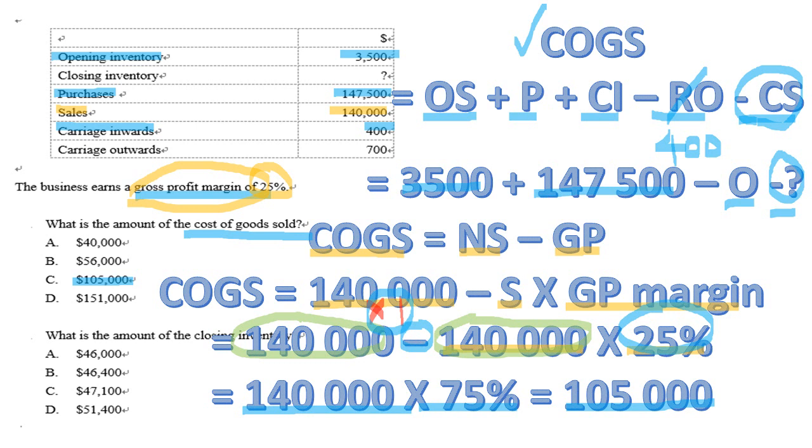So let's make use of a simple calculation. $140,000 times 1 minus $140,000 times 25%. We extract the common factor $140,000 and are left with 1 and 25%. 1 minus 25% is equal to 75%, with the common factor $140,000. So the cost of goods sold is equal to 105,000.